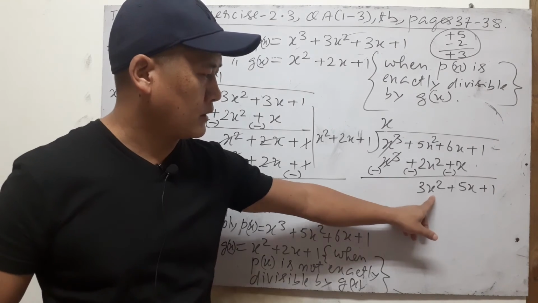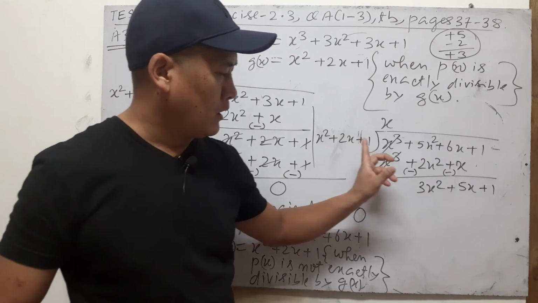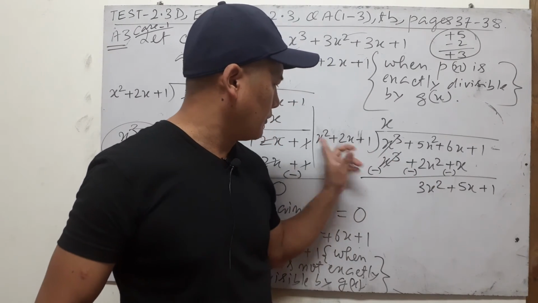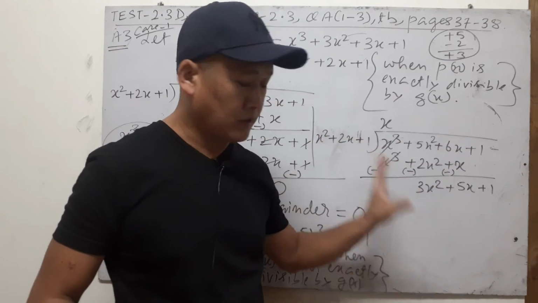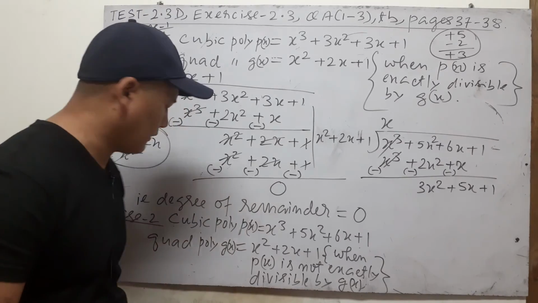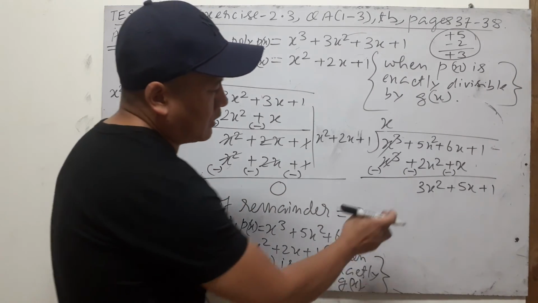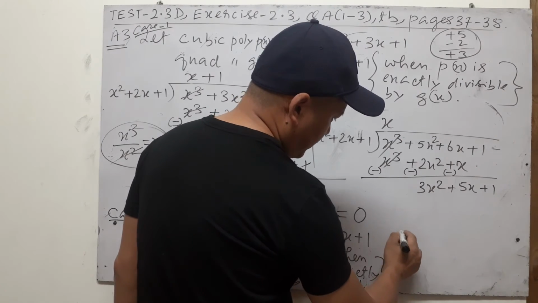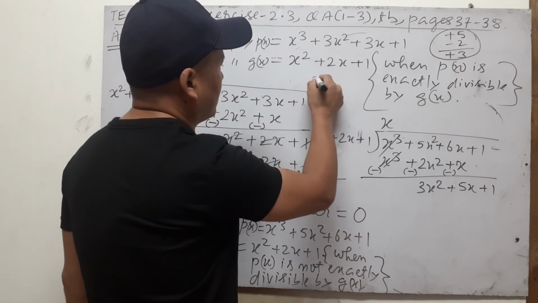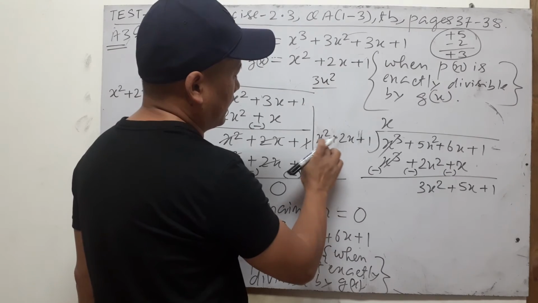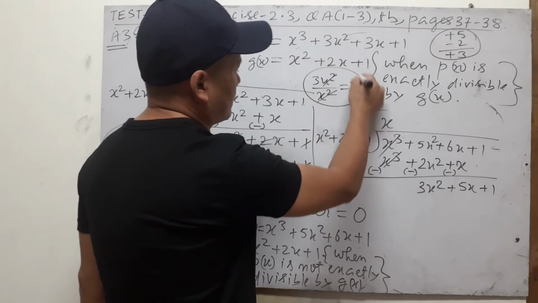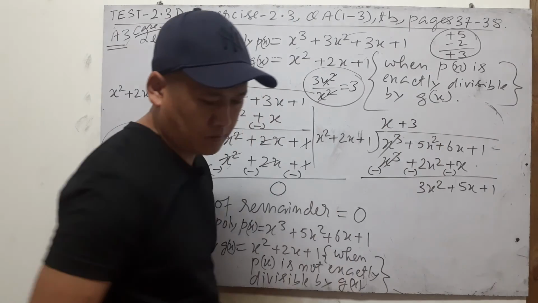Still it's not lower, still the same degree 2. The degree of this new remainder is degree 2, and the divisor is also degree 2. So as long as they are equal, you have to continue dividing. Take the highest degree term of the new dividend, which is the remainder from here: 3x squared divided by the highest degree term of the divisor. The x squared cancels, so the next term will be plus 3.